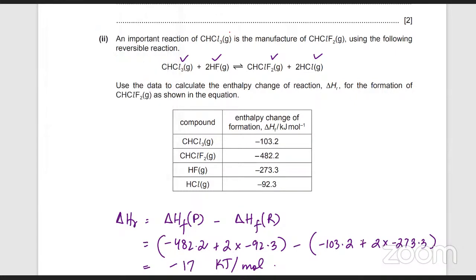Sometimes, very rarely, they might ask you to draw the Hess cycle as well. They didn't ask you to draw the Hess cycle here, but the Hess cycle for this would be, if formations are given, just write down your elements, which are carbon and hydrogen and Cl2, that's about it. The elements are forming the reactants, and the elements are forming the products as well. That's basically your Hess cycle.